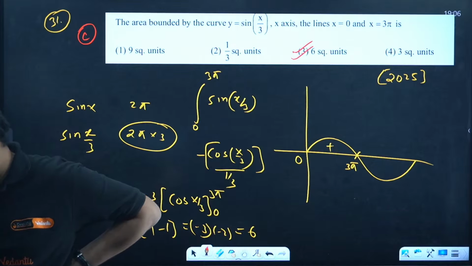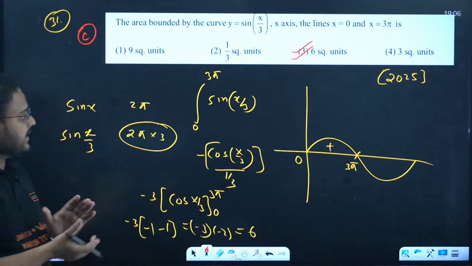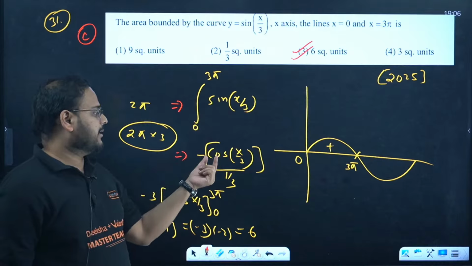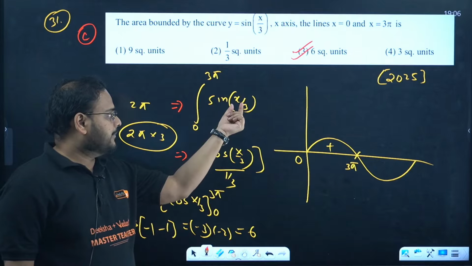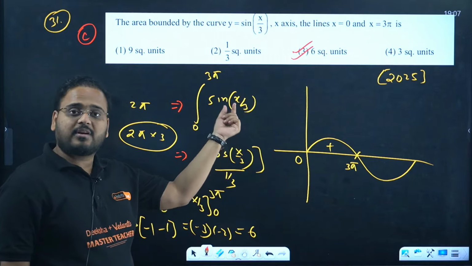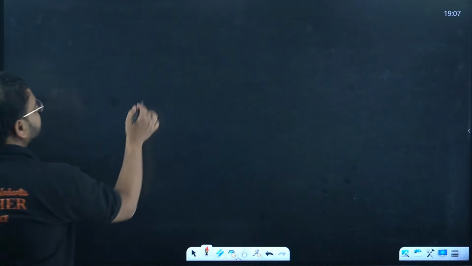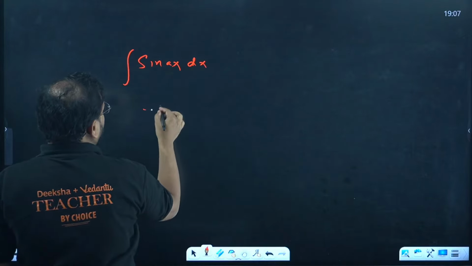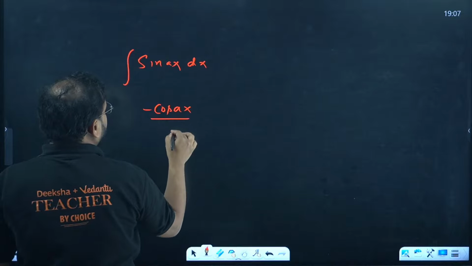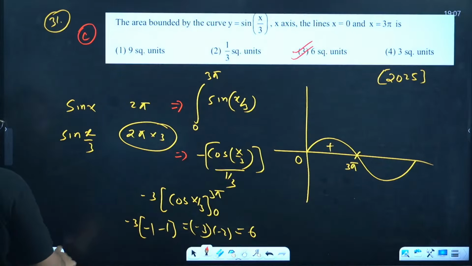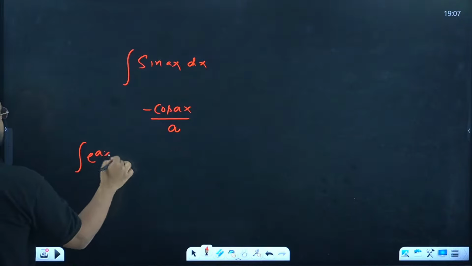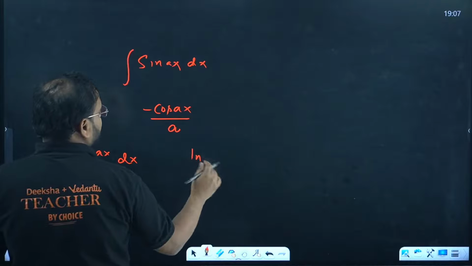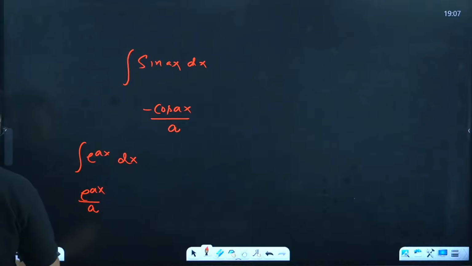Afreen: Sir, can you explain from the second step? The second step is this one. Integrate sine, it becomes cos. And if you have x by 3, you have a constant with x as a. This is a formula, by the way, guys. Integration of sine ax is minus cos ax by a. The constant which is there, always divide by that. I'll give you an example again: integration of e power ax dx is e power ax by a, and so on.